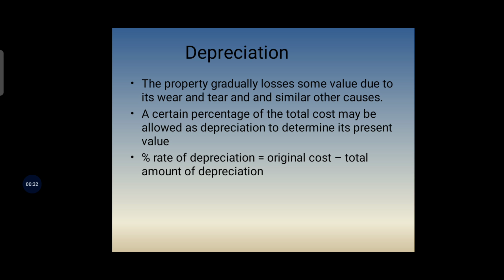The value of a building or a structure will be gradually reduced due to its use, life, wear and tear, etc. A certain percentage of the total cost may be allowed as depreciation to determine its present value. The general annual decrease in the value of the property is known as annual depreciation. Usually, the present value is equal to original cost minus amount of depreciation.